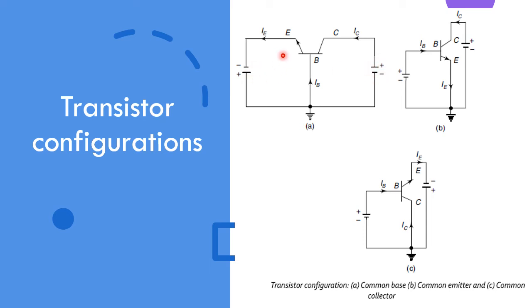So the circuit diagram will be like this. Negative is connected to negative, and this is the P, so positive is connected to positive. Similarly here N, so negative connected to positive. Here you should use reverse bias, so negative connected to positive. And now this is the common base configuration.